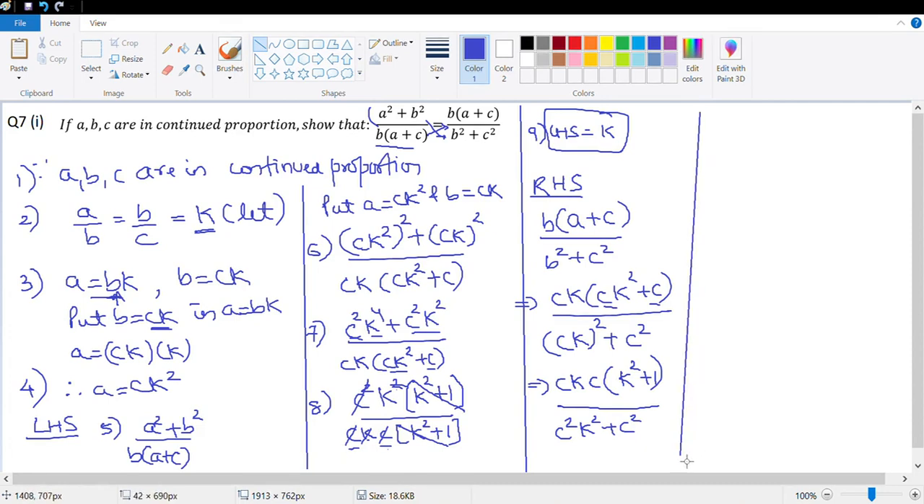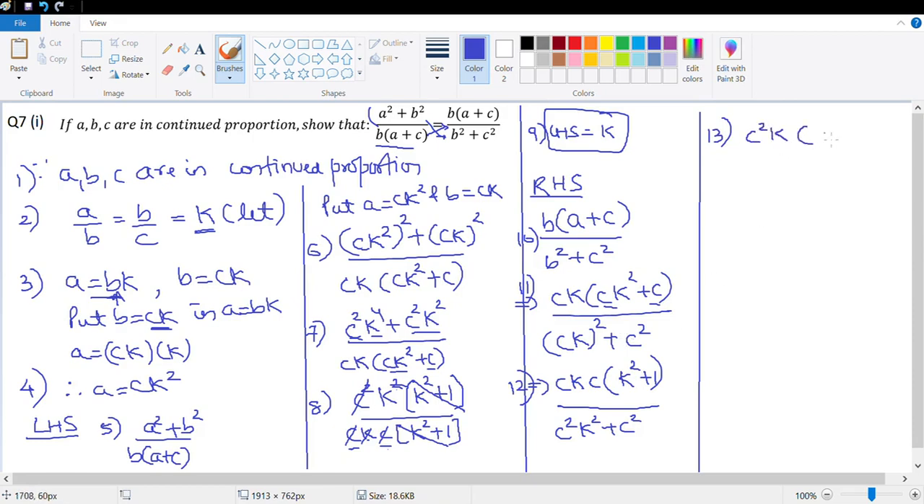Yes, which means this is, let's put this point 10, this is point number 11, this is point number 12. Next we are in point number 13. So the numerator now is c square k and k square plus 1. In the denominator I have c square common between these two terms, so what remains now is k square plus 1. K square plus 1 and k square plus 1 get cancelled, c square and c square get cancelled, which means right hand side is also equal to k.